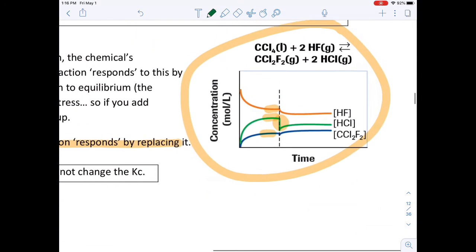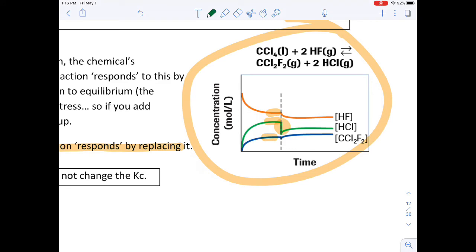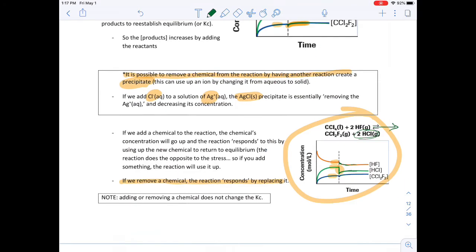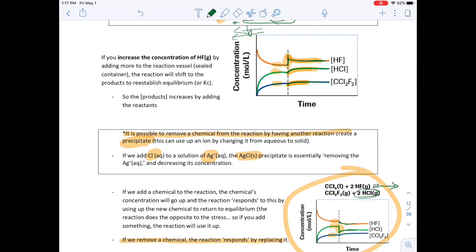So here, by removing the hydrogen chloride, it shifts the reaction towards the products, and it starts to make more hydrogen chloride here. And the other product also increases in concentration, and it uses up some of that reactant, right? And so in a graph, we can tell that something's been added because it's got a sudden change in concentration, or removed because it has a sudden decrease in concentration.